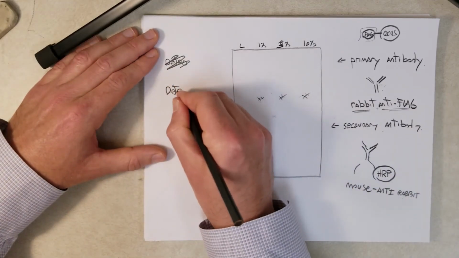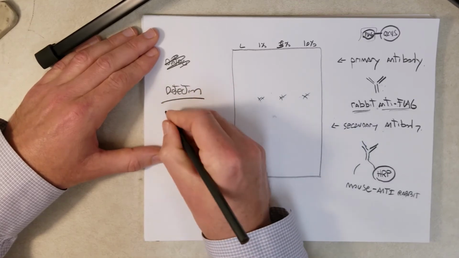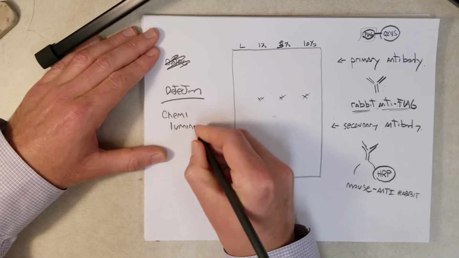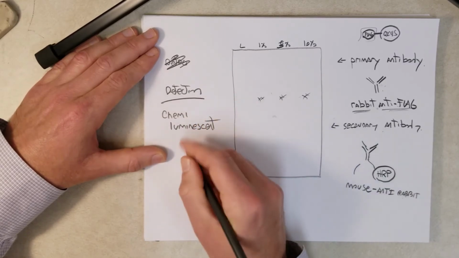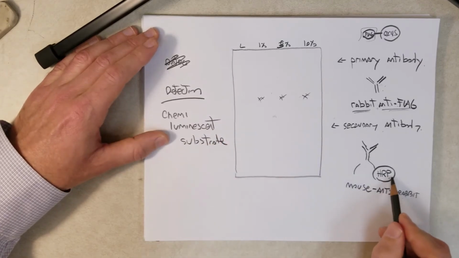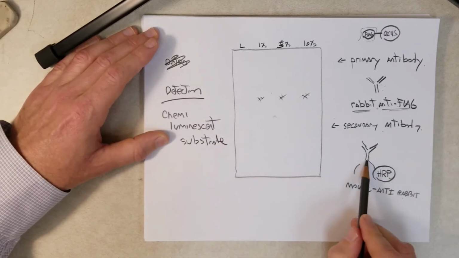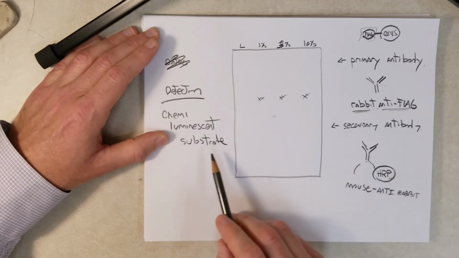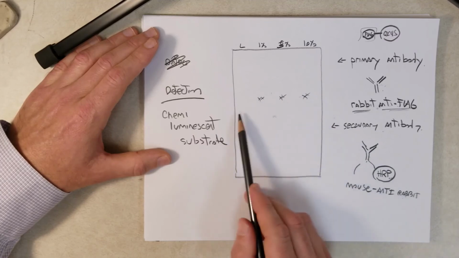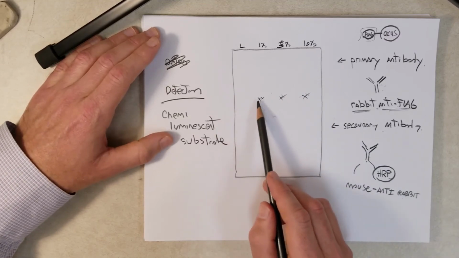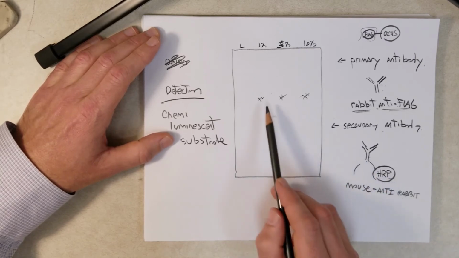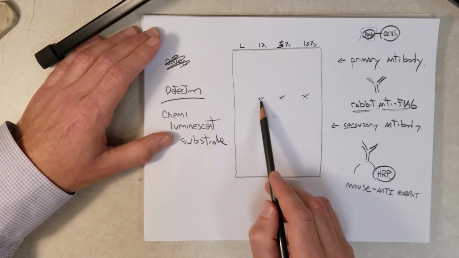So for the detection step, what we're going to do is add a chemiluminescent substrate for the HRP enzyme that's conjugated to the secondary antibody. So we're going to add the substrate in a solution, and the substrate will be found everywhere, but it's only going to be processed wherever the HRP enzyme is found. And the HRP enzyme is only going to be found where the secondary antibody is found.